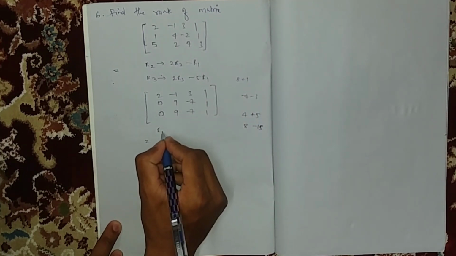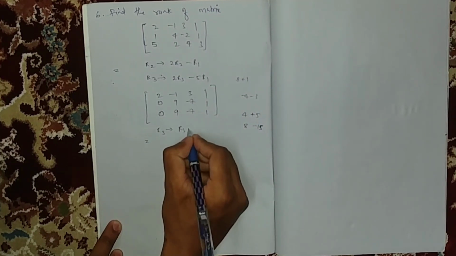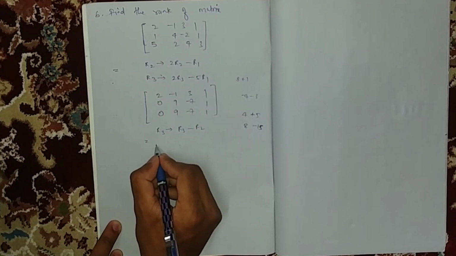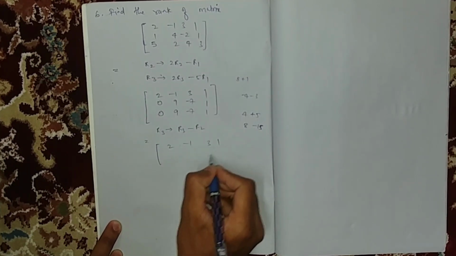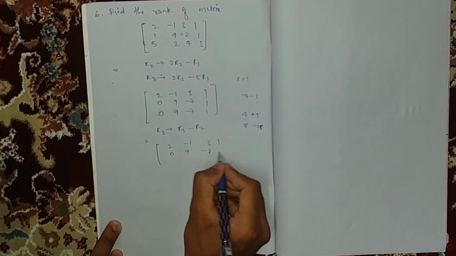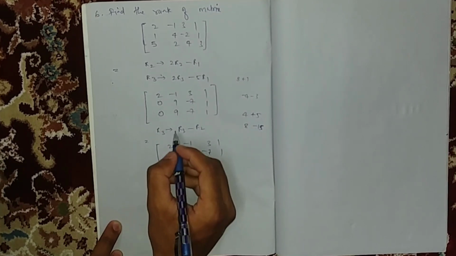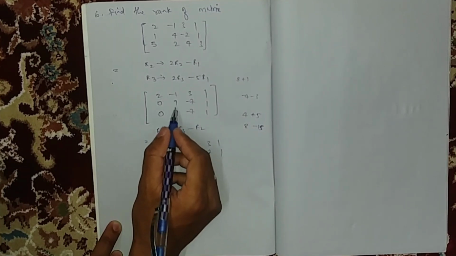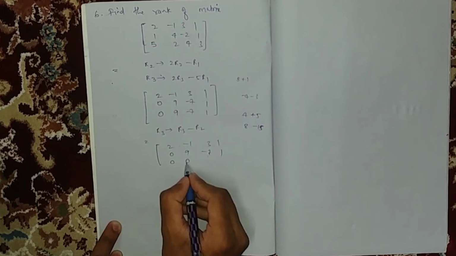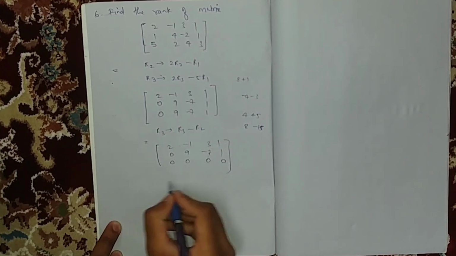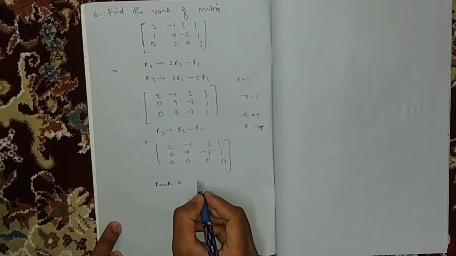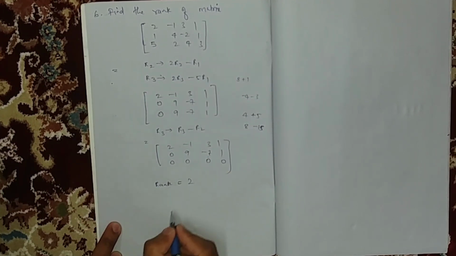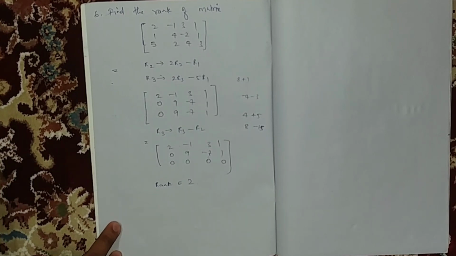Now we'll solve R3 as R3 minus R2. So this becomes 2 minus 3 minus 1, 3 1 0, 9 minus 7 1, and this becomes 0 as 3 minus 2, 3 minus 2, 3 minus 2, so 0 0 0. So the rank is the non-zero rows, which is 2, so the rank is 2.